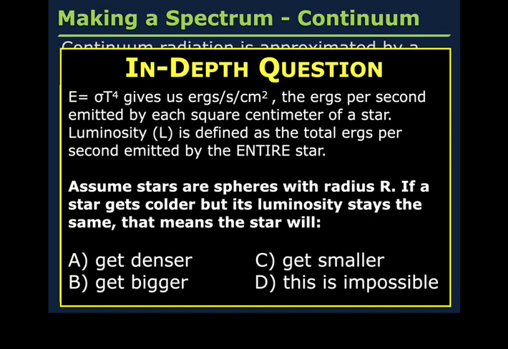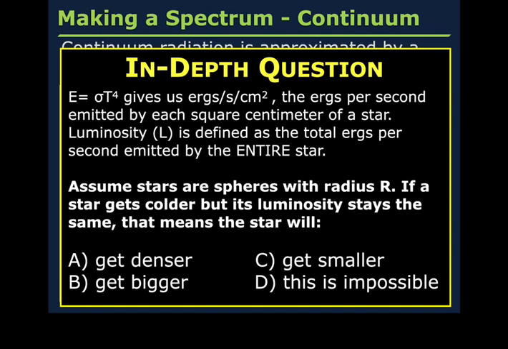So think about this for a second and consider what it means mathematically when we're trying to relate the energy of a star given by sigma times T to the fourth to the luminosity, the total ergs per second emitted over the entire star. Grab a pencil and a piece of paper if you want, try and scribble out what this might mean and what this implies for what's happening to the star. Pause if you want to, and then we'll come back and look at the answer.